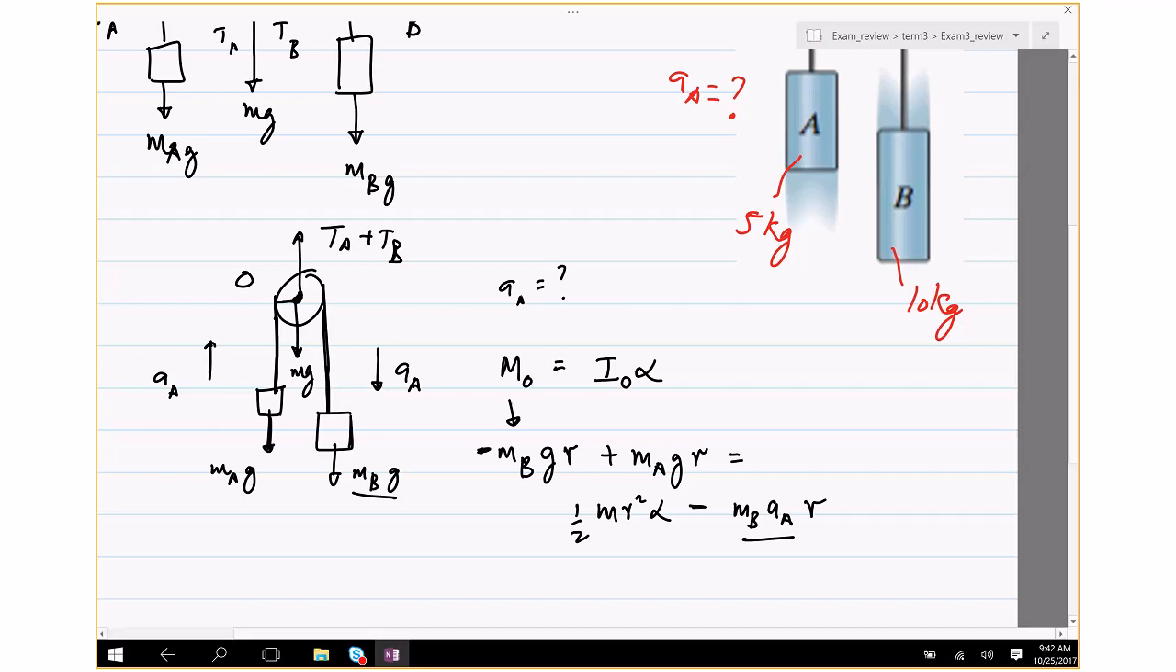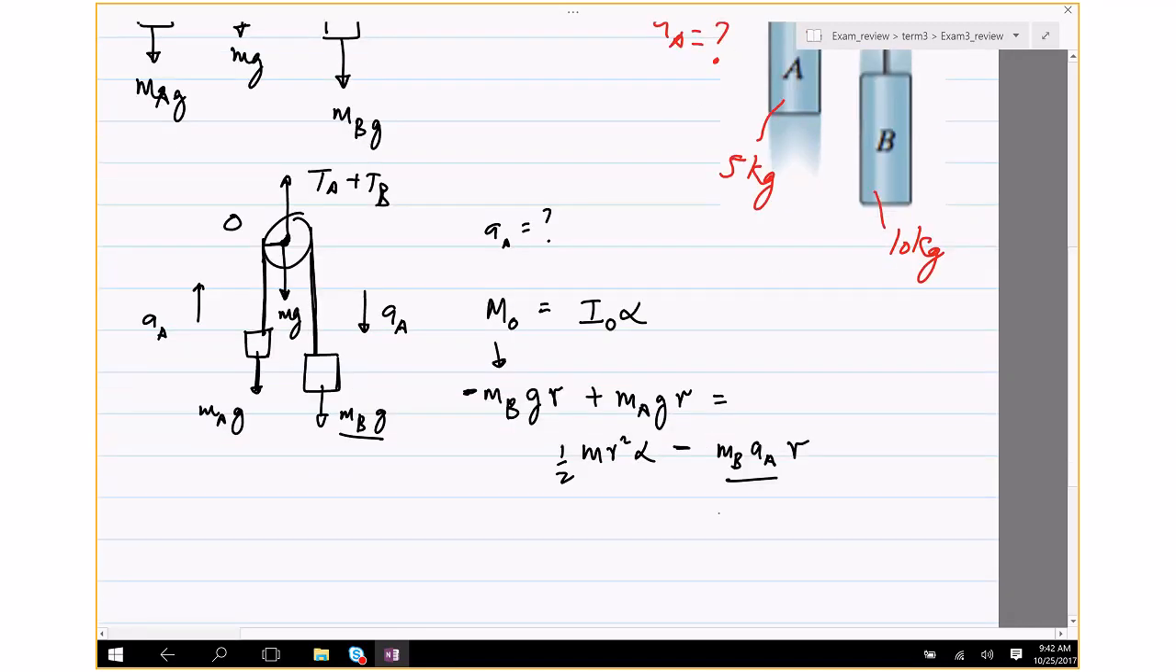You can write it from the vector equation too. One way is you could write the vector equation. The other way you can do it is to just think of it in terms of moments, just like we think of moments of mA g and mB g. So mB a_A, acceleration of A times R, is going to be clockwise. And mA a_A, which is the moment due to this force, is going upwards, so it's also going to give a clockwise moment, so it's going to be negative.